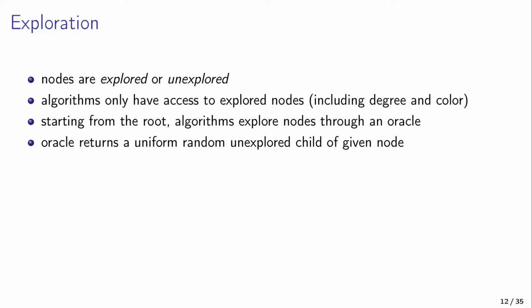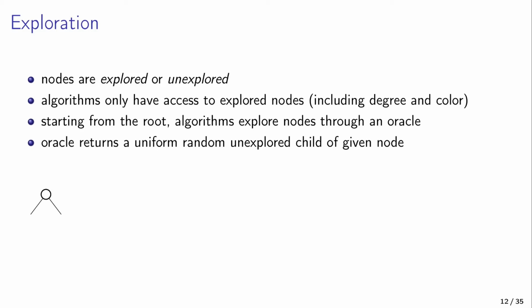And so the way that works is that the algorithm gives an explored node to the oracle, and then the oracle picks uniformly at random a child of that node, which is then switched from unexplored to explored. So the algorithm can now access and make use of that child. The cost of our algorithms will then be measured in the number of oracle accesses, or the number of nodes which were explored in the tree. And so let's now just see an example of this in action.